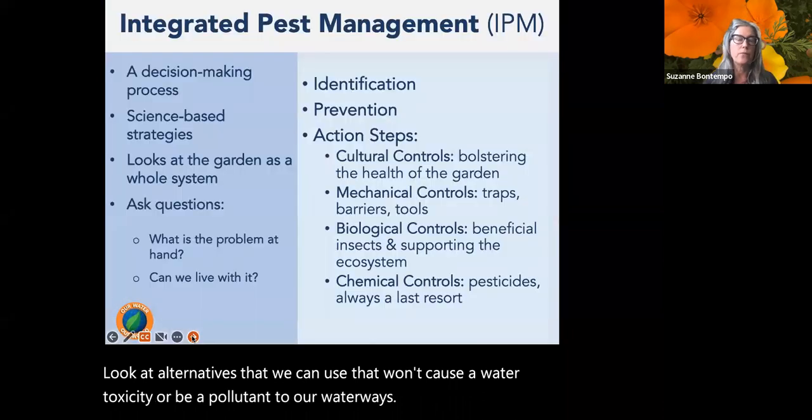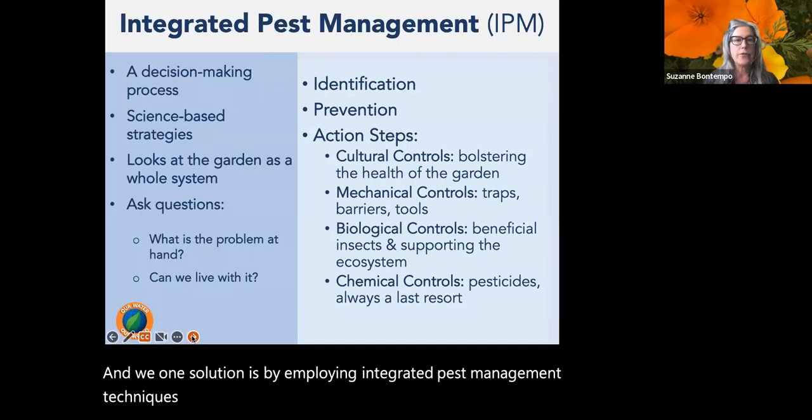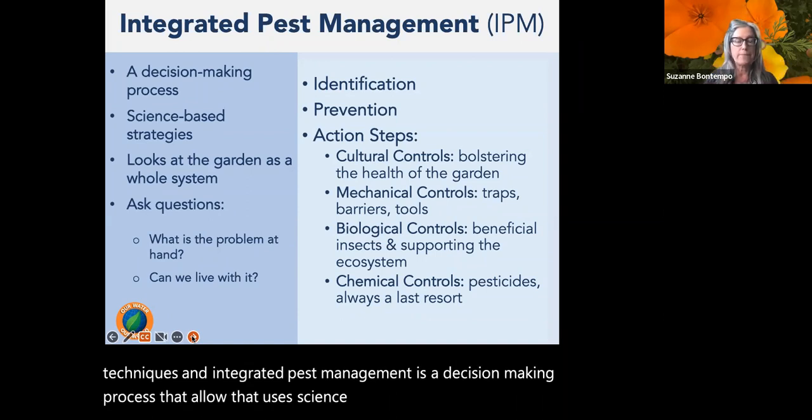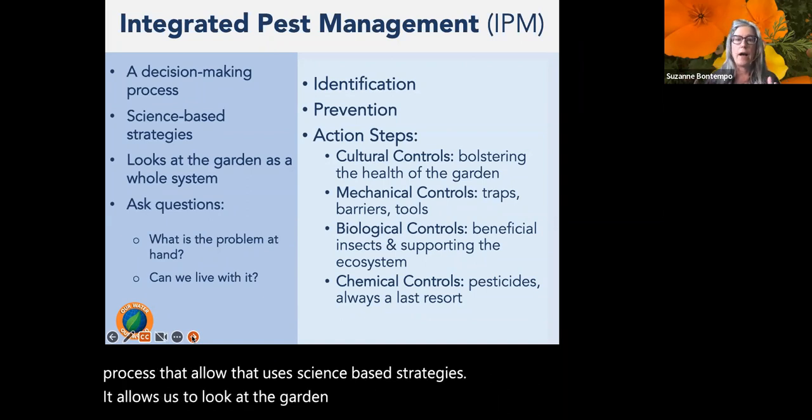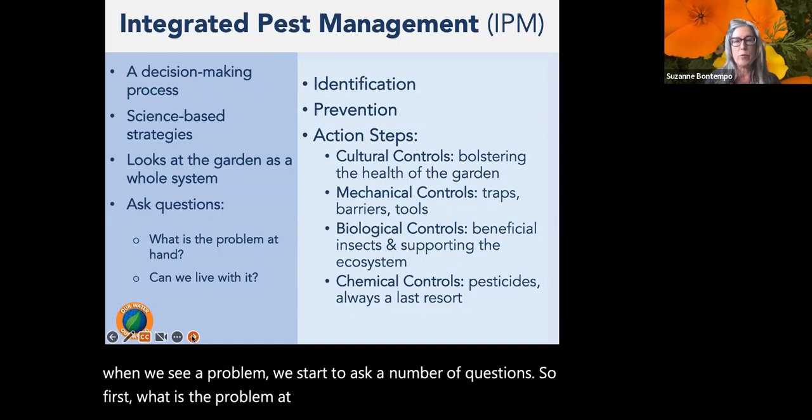And one solution is by employing integrated pest management techniques. And integrated pest management is a decision-making process that uses science-based strategies. It allows us to look at the garden as a whole. And then from there, when we see a problem, we start to ask a number of questions. So first, what is the problem at hand? Oftentimes what we see are symptoms of a problem.